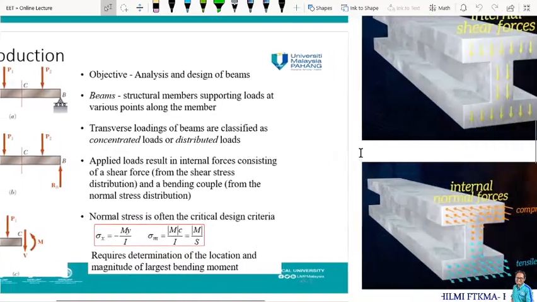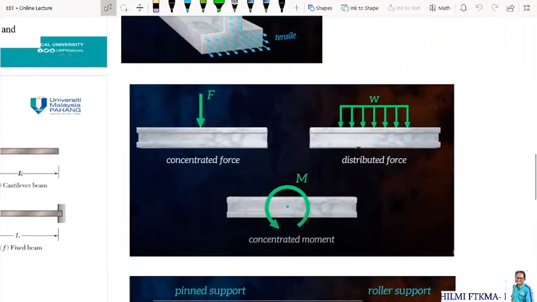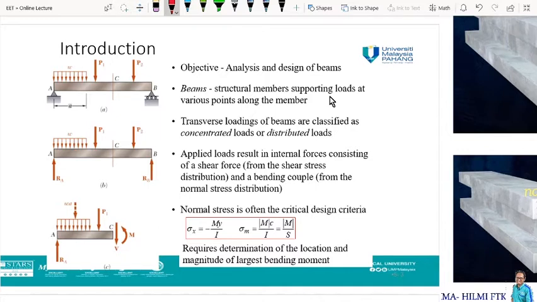If we can see from here, there are two kinds of load that can be applied. One is the concentrated load and the other one is the distributed load, and we also have one more, the concentrated moment, but in this chapter we are mainly going to focus on the concentrated load of force and the distributed load of force. So basically the concentrated load will be in units of Newton or kilonewtons, and the distributed load will be in units of Newton per meter or kilonewton per meter. There are also cases where we have a combination of both concentrated and distributed loads.